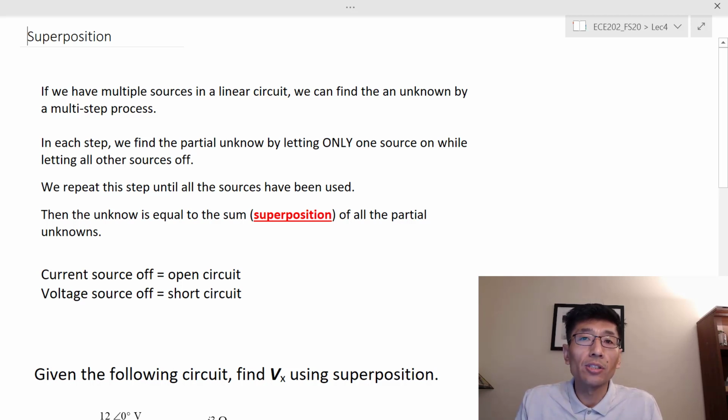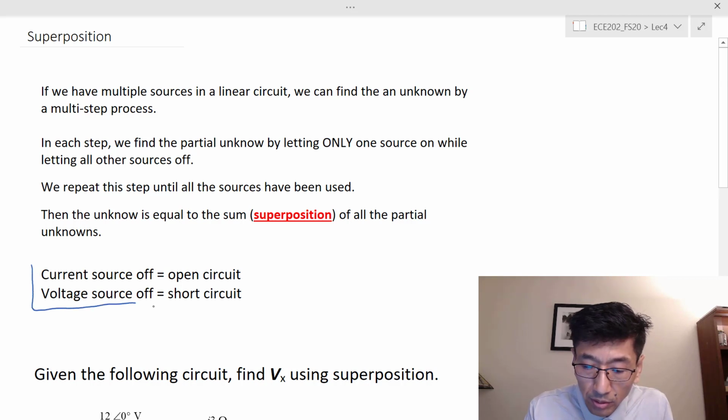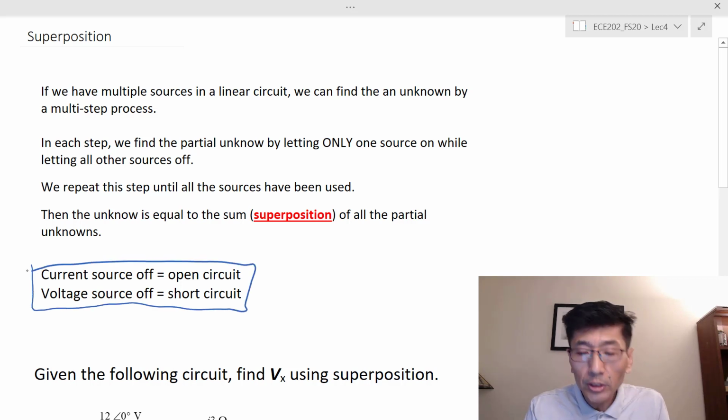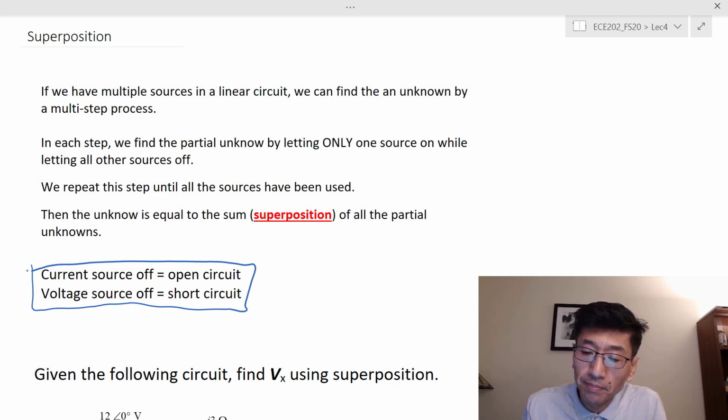So that's superposition. One of the things that students find really difficult is turning sources off. You may have current sources and voltage sources, and when you don't need those, you want to turn them off. The current source becomes an open circuit.